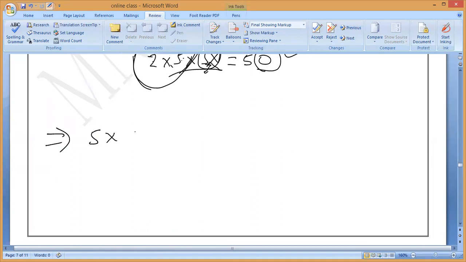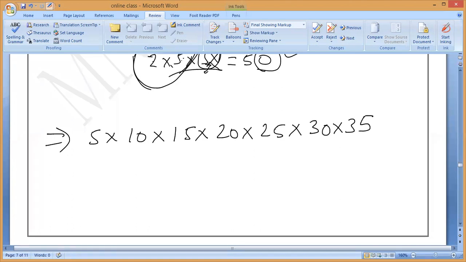5 into 10 into 10 into 15 into 15 into 20 into 20 into 25 into 25 into 30 into 30 into 35. Please, all of you do fast. Let me see who will do fast. The number must contain 2 and 5, both must be there. Both should contain. That is what you should remember.